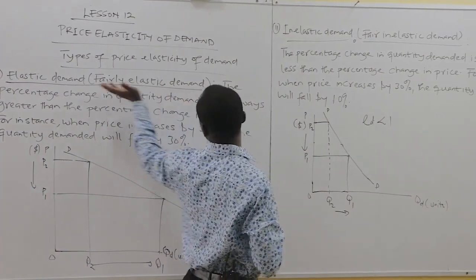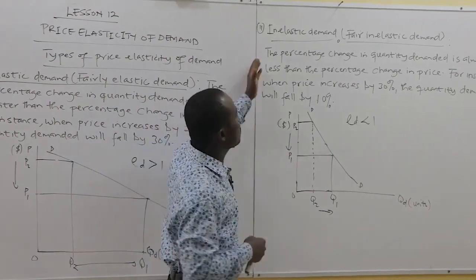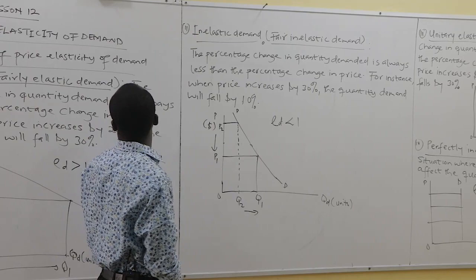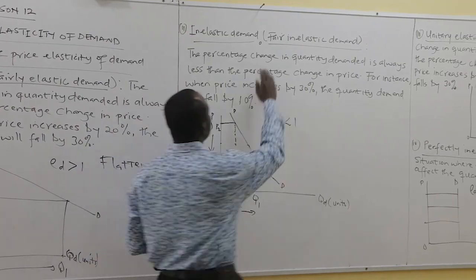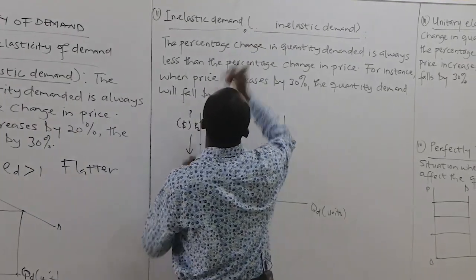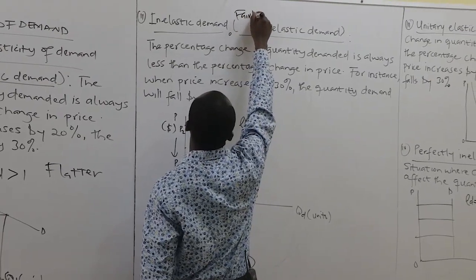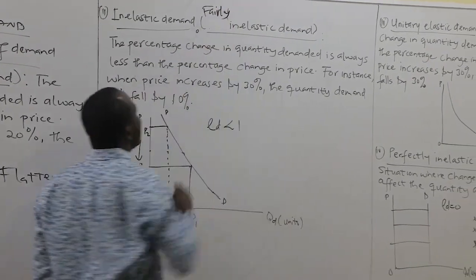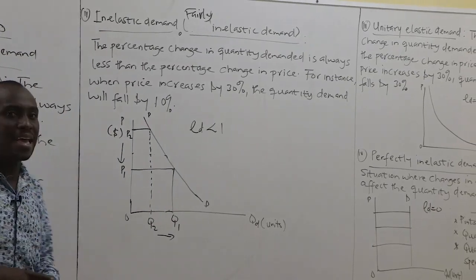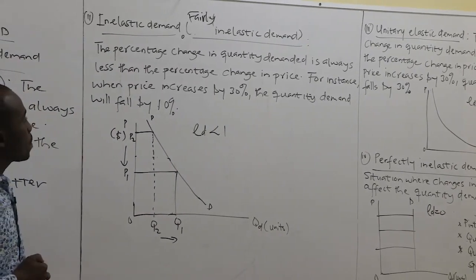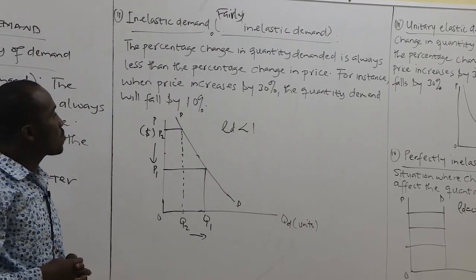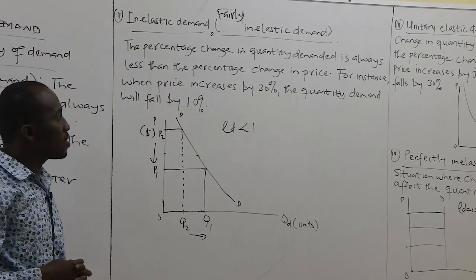The opposite of elastic demand is the inelastic demand. So we want to go to inelastic demand, or what we call fairly inelastic demand. So you can say a product has inelastic demand, or you can say fairly inelastic demand. It's the same thing. What does it mean? It means that the percentage change in quantity demanded is always less than the percentage change in price.